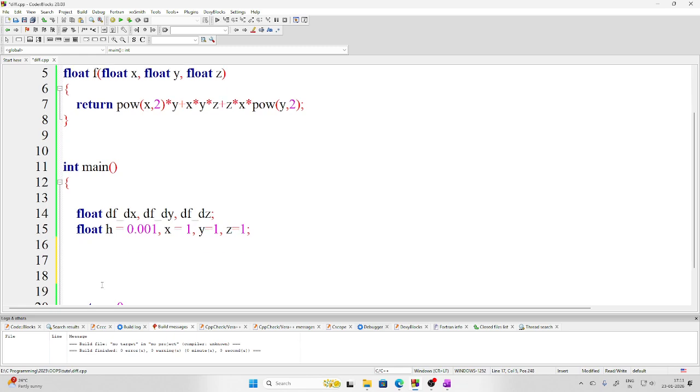So now, what is df dx? It is nothing but f of x plus h, y, z. That means we are only varying x. We are not touching y and z. So x minus h, y and z, and this whole will be divided by 2h.